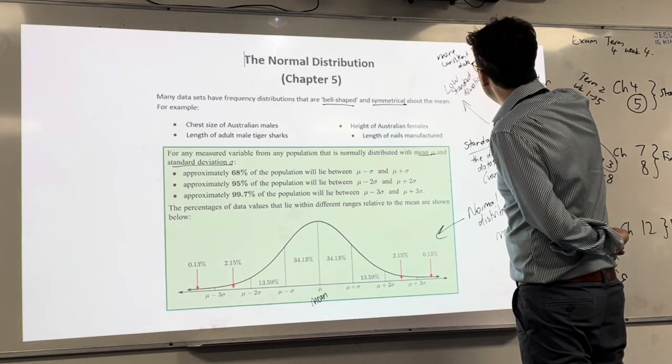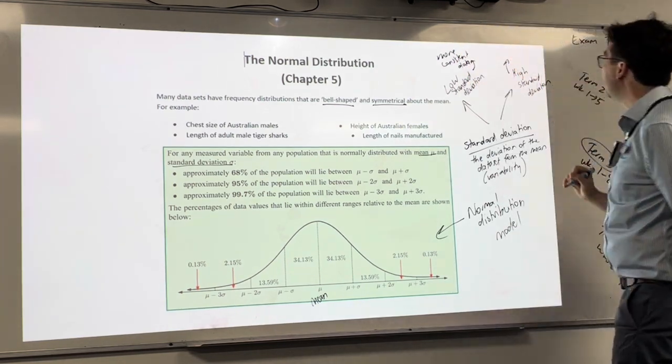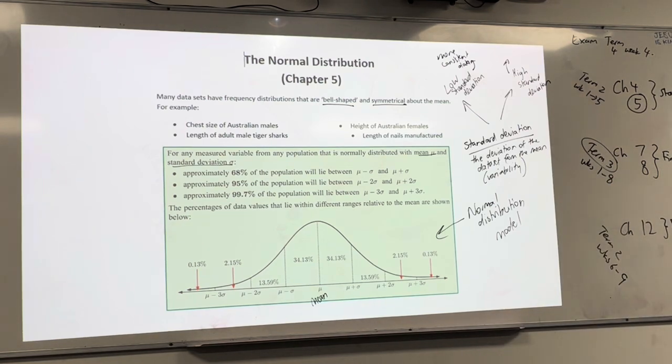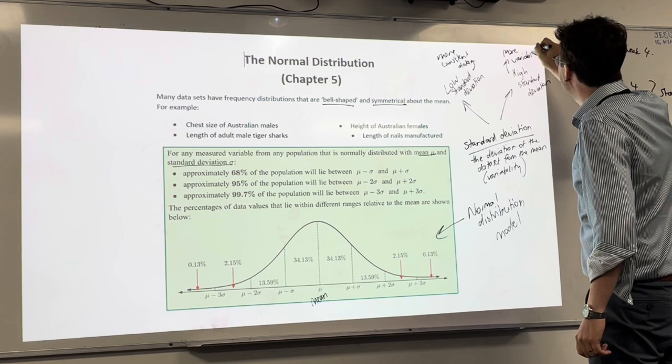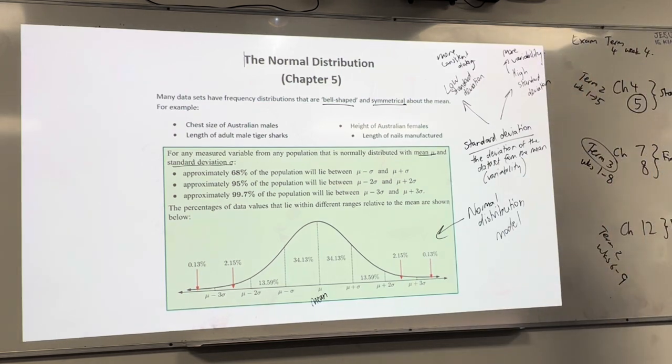Are you writing down these notes? Yes. What could we write next to high standard deviation? Less consistent. What's another way of saying less consistency? If it's less consistency, there's more variability. All right, more variability.